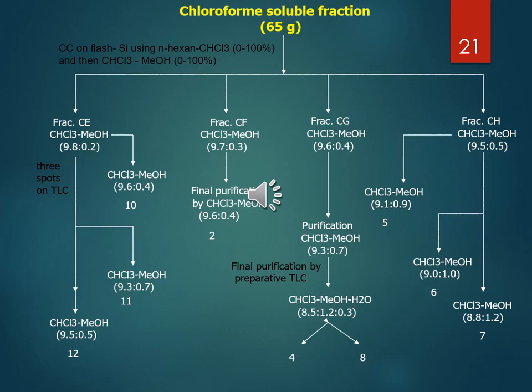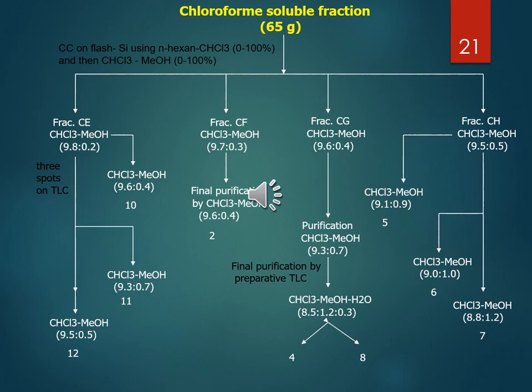The fraction CE is subjected to column chromatography over silica gel eluting with 9.8 to 0.2% chloroform-methanol, and it shows three single spots on TLC cards individually, and we obtain three compounds: compound number 10, compound number 11, and compound number 12. Compound number 10 is confirmed for its purity by using the organic purity system 9.6 to 0.4% chloroform-methanol, compound number 11 is confirmed by using 9.3 to 0.7% chloroform-methanol, and compound number 12 is confirmed by using 9.5 to 0.5% chloroform-methanol to check the purity of this compound.